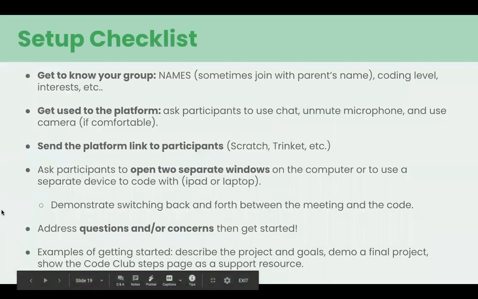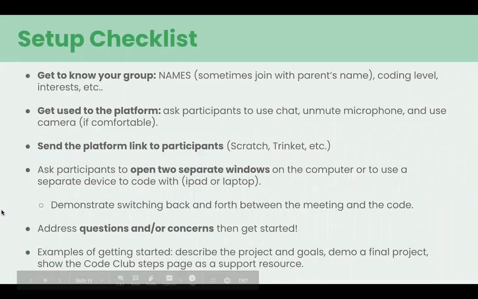Here's a bit of a workshop setup checklist. So get to know your group. Start by asking for everyone's names. Sometimes they join with their parents' accounts. It defaults to their parents' names. We end up calling them by their parents' names the whole time, and it just gets really awkward. So this could be the very first thing you start with, is just asking everyone's names, specifically for day 1, but if you have any new people join, then ask their names as well. Ask for their coding level, interests, etc.